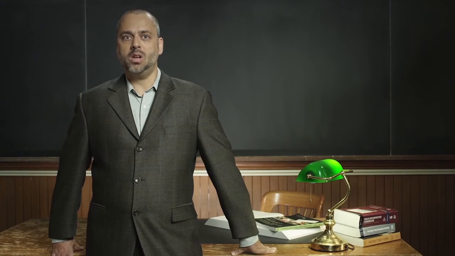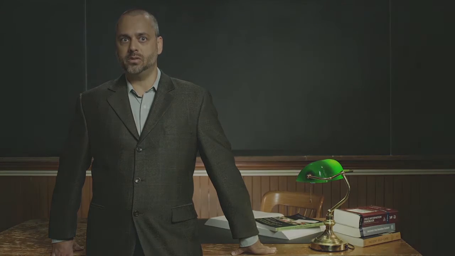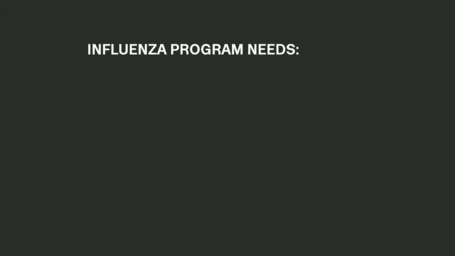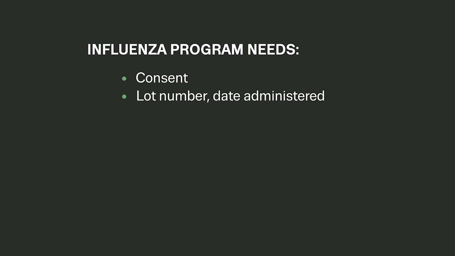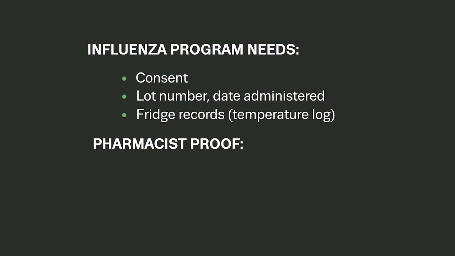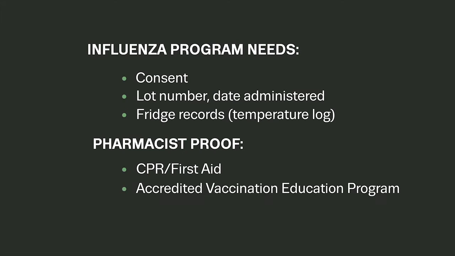Let's look at the documentation needs for different services. For the influenza vaccine program, we obviously need to document consent. We also need to document lot numbers and dates of administration for the vaccine. We need to maintain fridge records, including a temperature log. And we need to maintain on-hand pharmacist proof that they are CPR certified and first aid certified, and that they have completed an accredited vaccination education program.